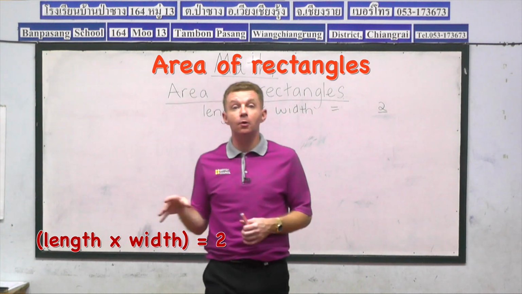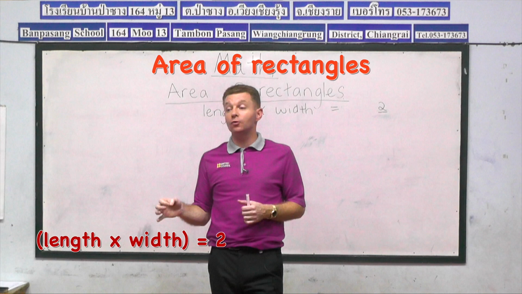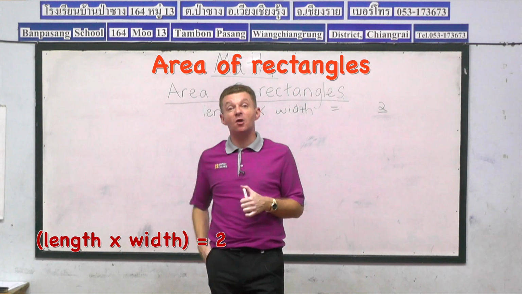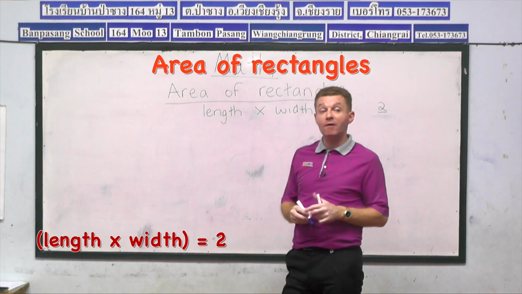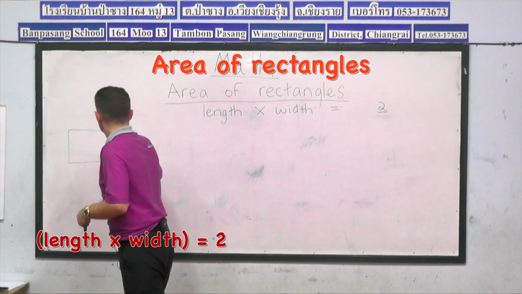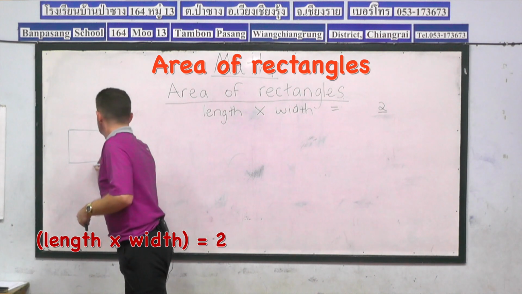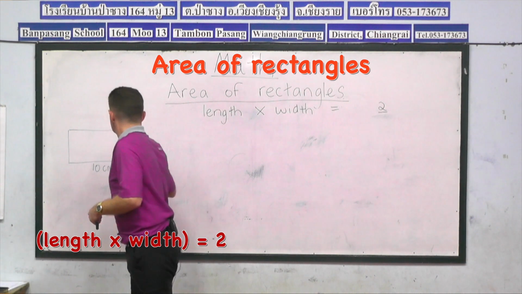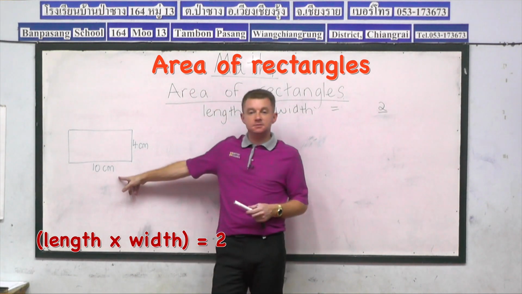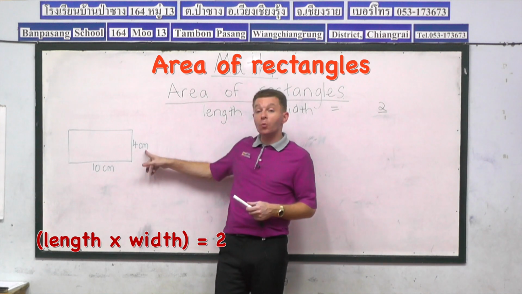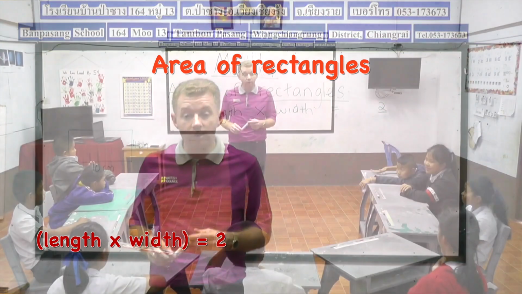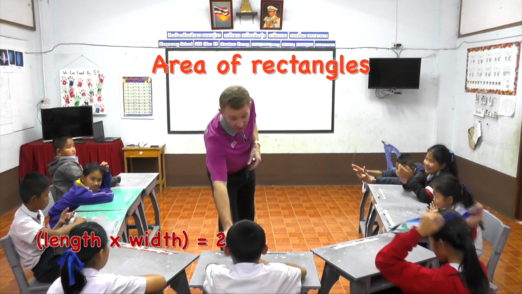And what I'm going to do now, as a recap to the previous lesson, I'm going to draw some rectangles on the board. And then I'm going to have my students come forward and demonstrate how to correctly calculate the area of each rectangle. So let's see, we need some rectangles on the board. Okay, so what's the length of this rectangle, guys? 10. And what's the width of the rectangle? 4 centimeters.